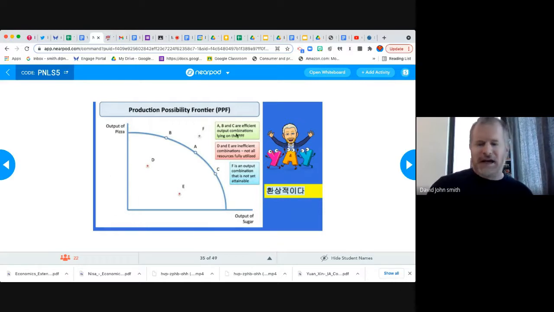Right. So imagine this is Malaysia. Why not? We're in Malaysia. So let's imagine this is Malaysia's production possibility frontier. So the entire economy of Malaysia.